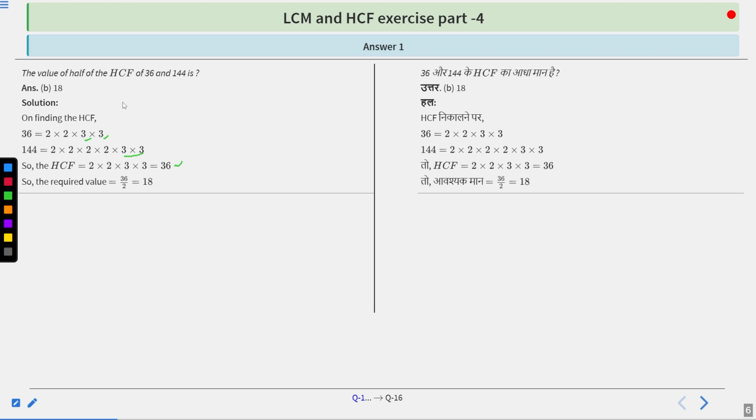But we don't have to find the HCF, we have to find half of the HCF. So half of the HCF is 36 upon 2, that is 18. So option B, 18, is the correct answer.